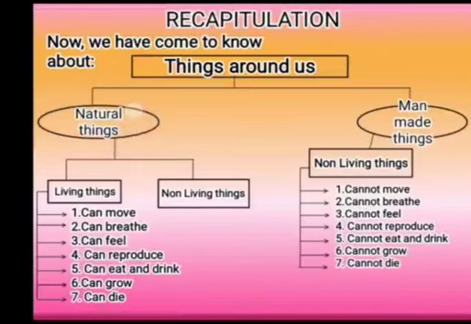We have things around us. It can be natural thing or man-made thing. Natural thing can be living or non-living, and man-made thing will always be non-living thing. Natural thing, living thing, then it can move, can breathe, can feel, can reproduce, can eat and drink, can grow, can die. If it is non-living thing, then it cannot move, cannot breathe, cannot feel, cannot reproduce, cannot eat and drink, cannot grow, and cannot die.